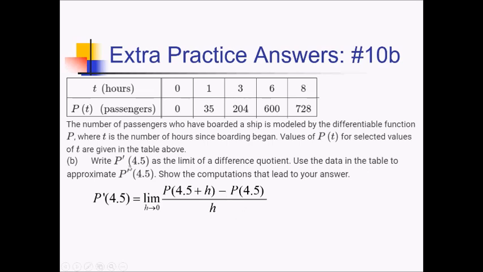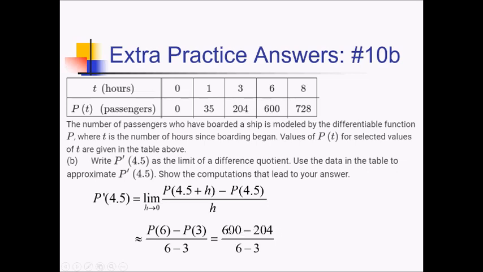So to estimate an IROC, instantaneous rate of change, we're going to use an AROC. In terms of which average rate of change to use, we're going to use the one that has an interval that has 4.5 on it. There's a lot of intervals that do. The smallest one, and probably the most accurate therefore, is using the interval from 3 to 6. So we're going to do p of 6 minus p of 3 over 6 minus 3 in order to estimate this value. So that's going to be 600 minus 204 over 6 minus 3.